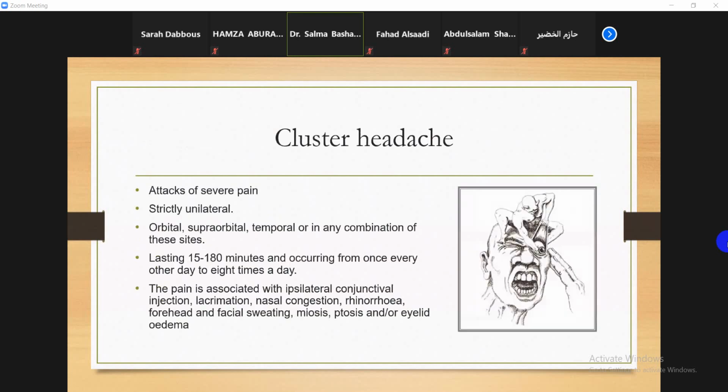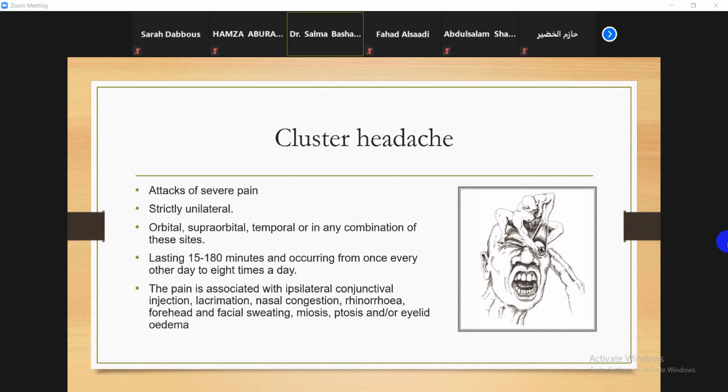Next is cluster headache, and it's defined as very severe attacks of pain, very severe excruciating pain, used to be called suicide headache. It's strictly unilateral, so almost always one side and doesn't switch sides. Migraine is usually unilateral, but sometimes on the right, sometimes on the left, while this cluster headache is almost always on one side. The most common location is orbital or supraorbital.